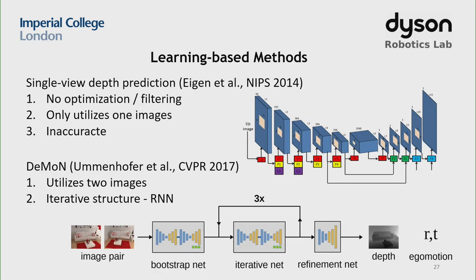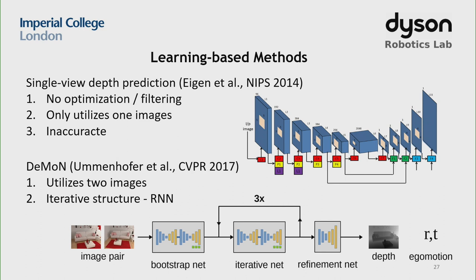So this is a very complex setup. So many people have been looking at how you actually use learning-based methods to aid in this. And learning-based methods have lots of advantages here, because they enable you to estimate the depths of a scene with very few images. So people have shown that you can estimate the geometry of a scene using only a single view and predict the depth map from that. This doesn't require any optimization or filtering. It only uses a single image, but obviously it's not very accurate.